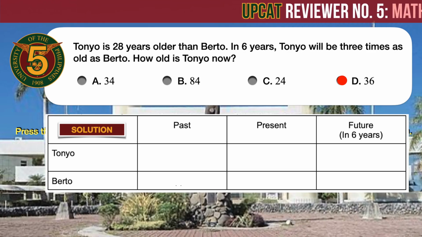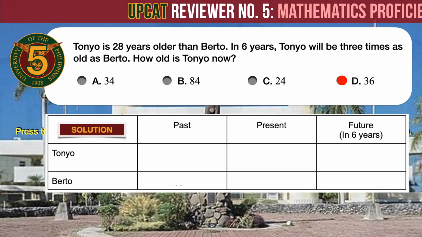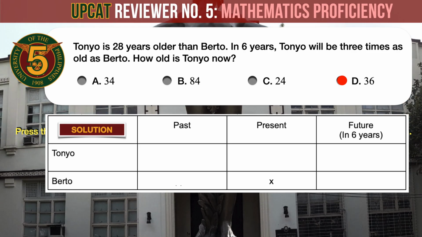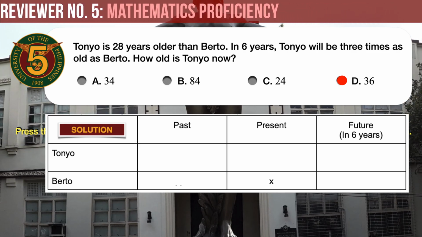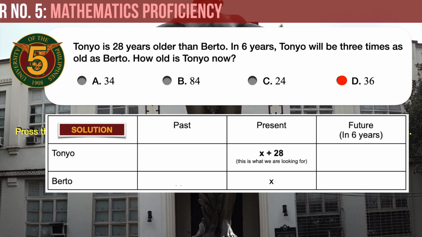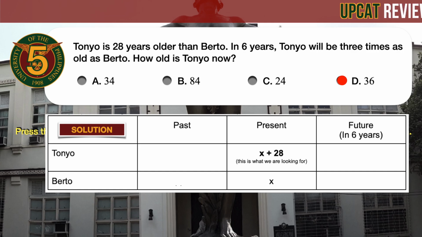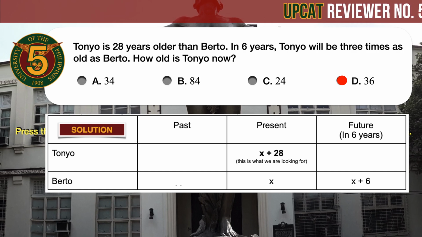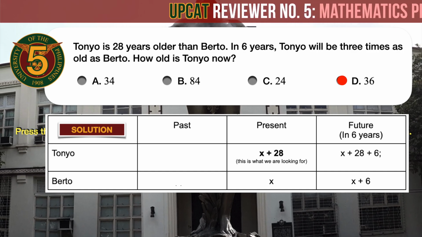Step 1. Set up your age table. This can be a simple sketch with your pen and paper when you are in your exam. Step 2. Set up your age expressions and equations. Let x be Berto's current age. X plus 28 is Tanyo's current age. This is what we are looking for. X plus 6 is Berto's age in 6 years. X plus 28 plus 6 is Tanyo's age in 6 years.